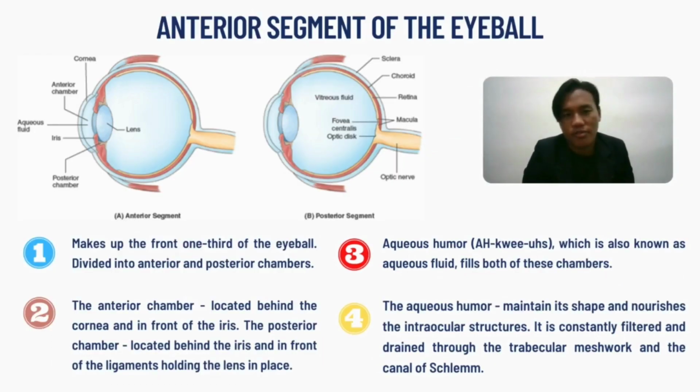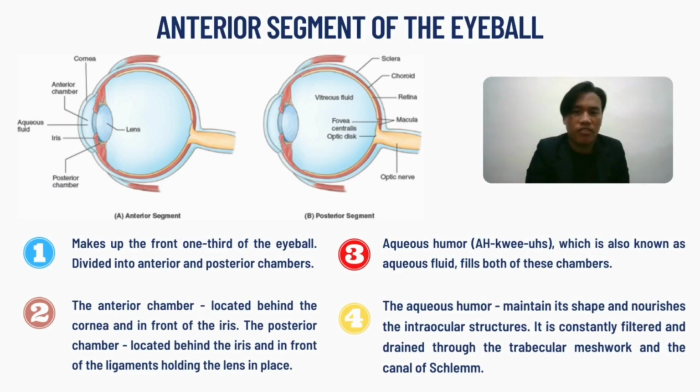Next, the segments of the eyeball. The interior of the eyeball is divided into two segments, anterior and posterior. Let's take a look at the first one, which is the anterior segment of the eye. The anterior segment makes up the front one third of the eyeball.